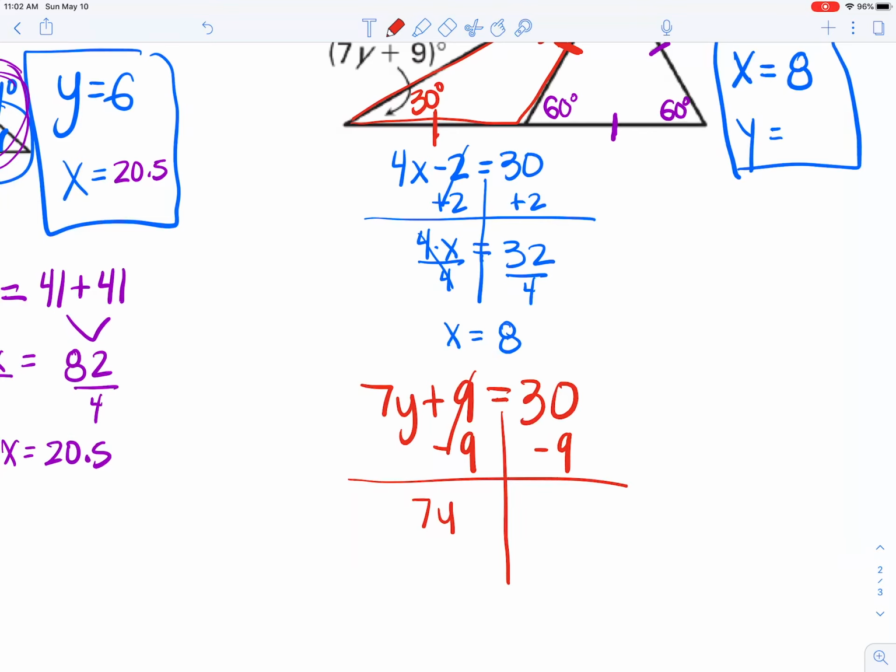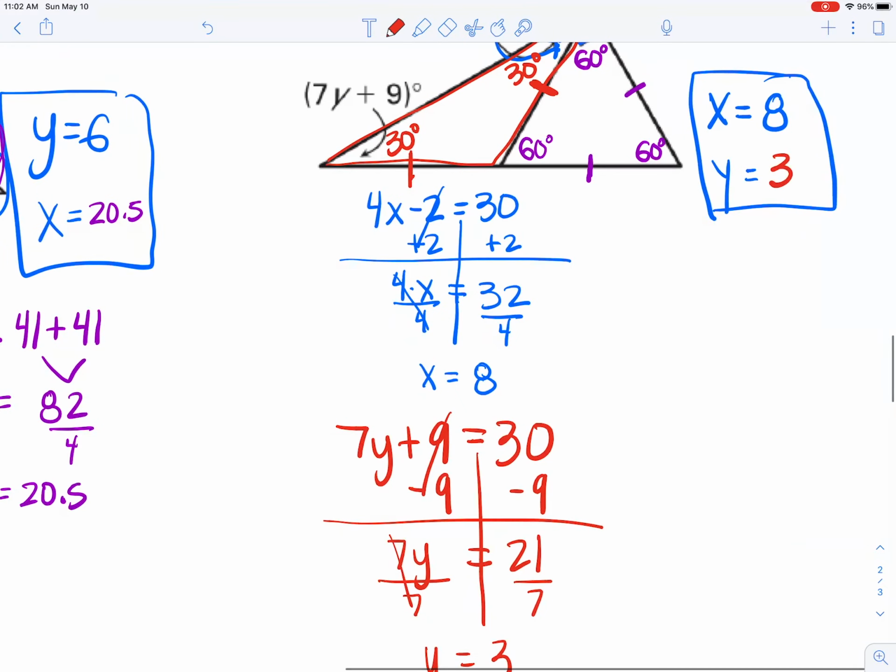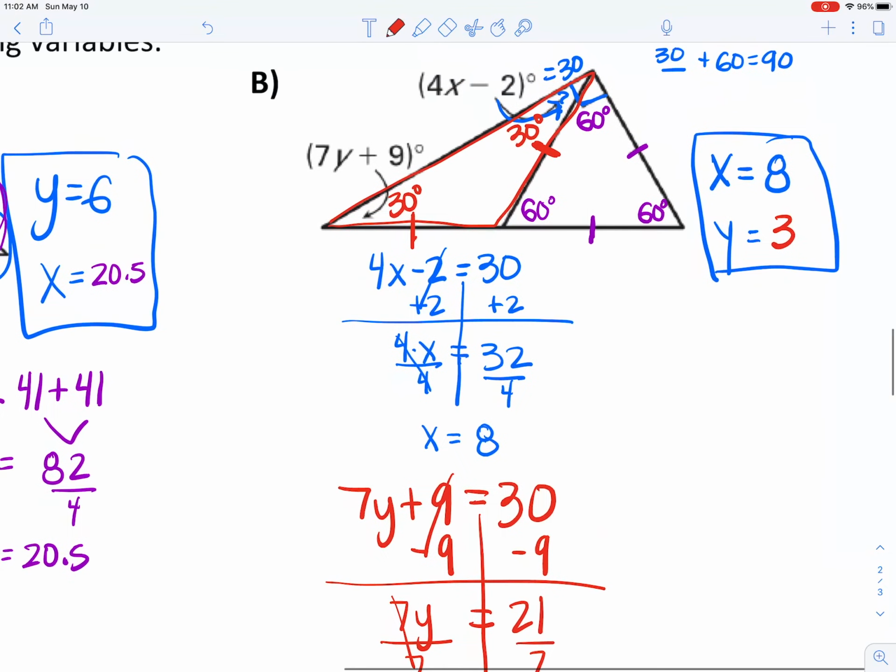Okay, and let's do our normal solving. Opposite of plus 9 is minus 9. So 7y is equal to 30 minus 9 is 21. Opposite of 7 times is divide by 7. So y is equal to 3. All right, we found our x and y.